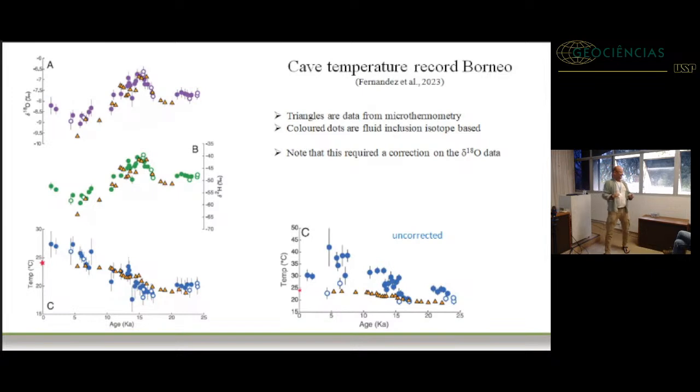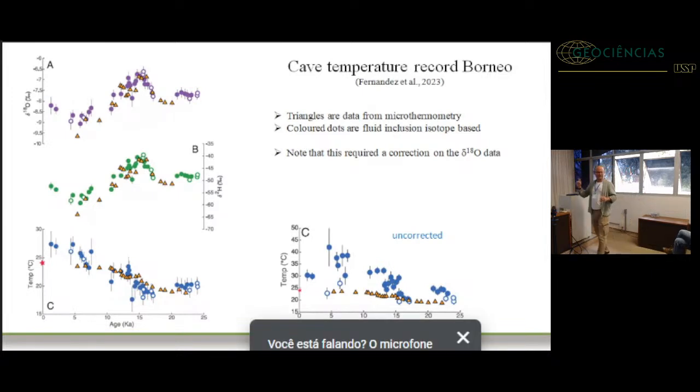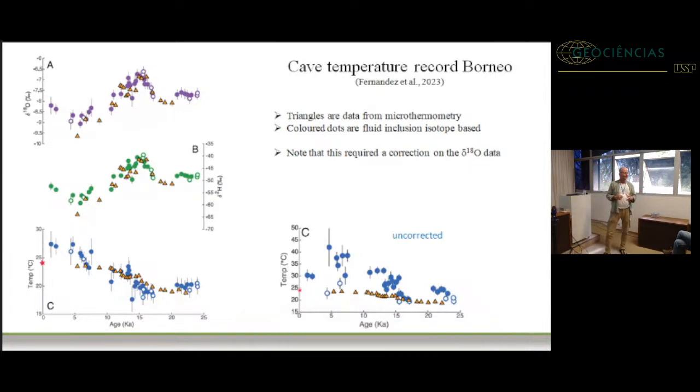This is cool. So this is the Fernandez et al. 2023 paper. It has a technical component and a data component. These are the data, and the triangles you see there are based on that super nice microthermometry technique. It gives you an idea of how precise this is, right? These are time series. What's good for me is that there's also fluid inclusion isotope data in there, from Belgium, a similar system to what I have. And you see here that it matches amazingly.